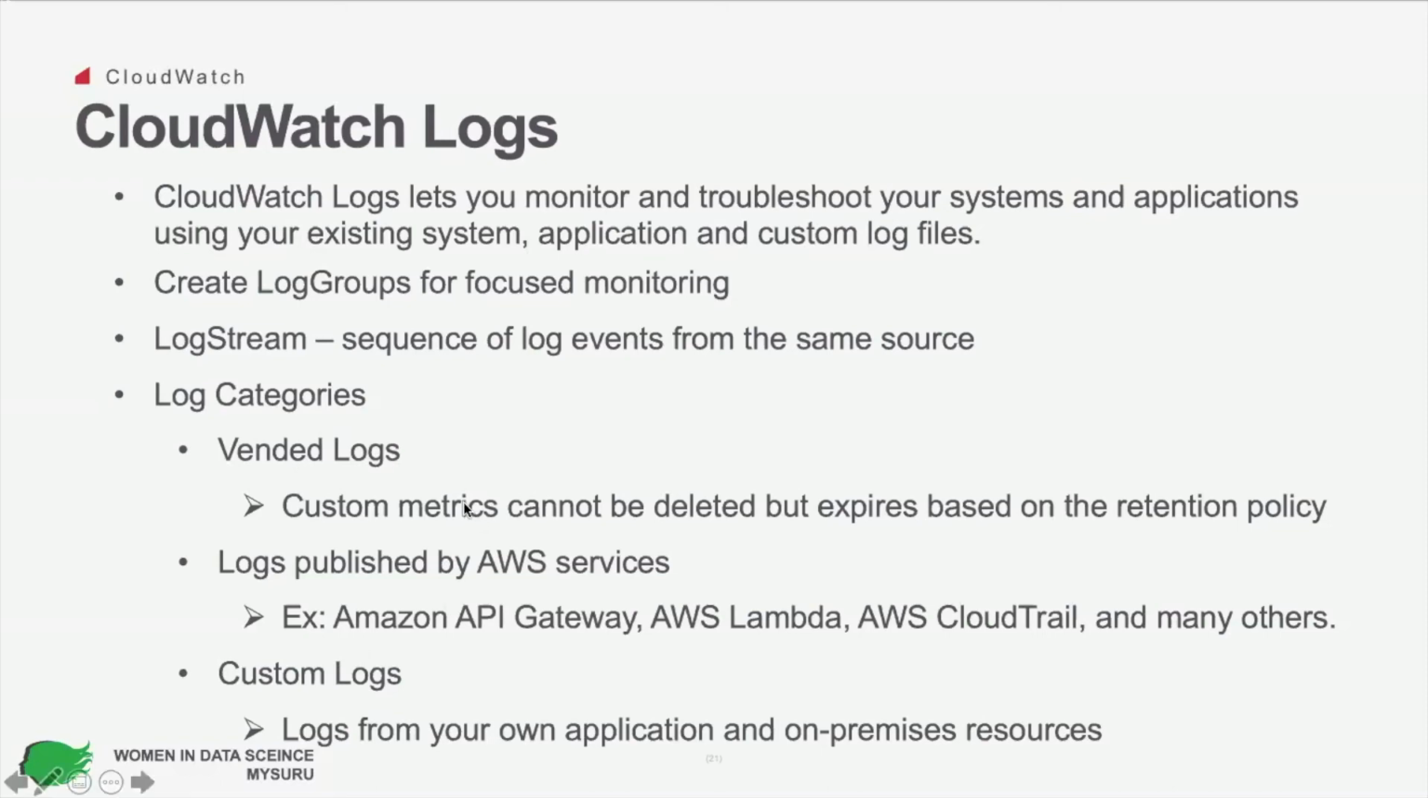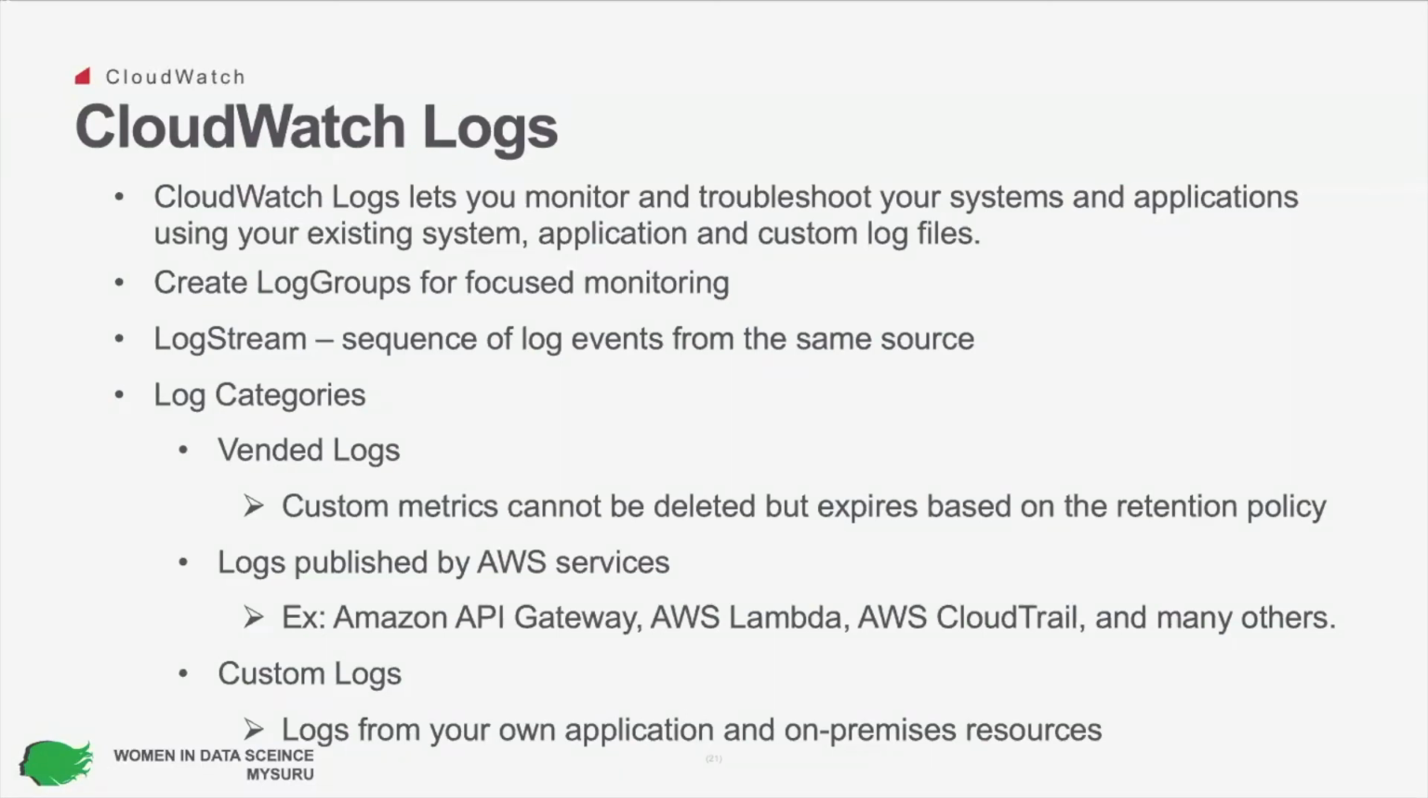So log categories, we have three types of categories: vendor logs, logs published by AWS services, and custom logs. So vendor logs, you have the custom metrics that cannot be deleted, but it expires based on the retention policy.